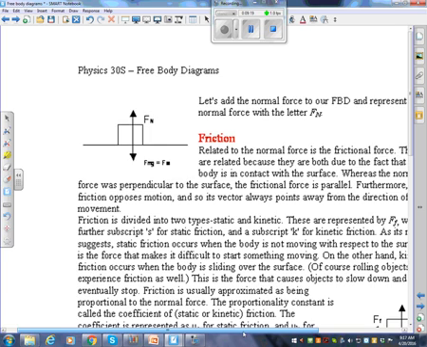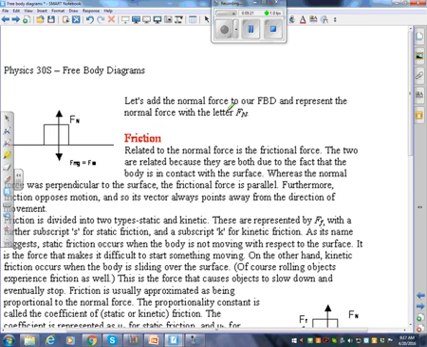So let's add the normal force to our FBD and represent the normal force with the letter Fn. You should have it there, do you? Or do you have to draw it in? I can't remember. It's there? Okay. There are some textbooks that will show it, and you might see it online. Some books show it like this. Do you know what that sign means? Upside down T. Perpendicular.